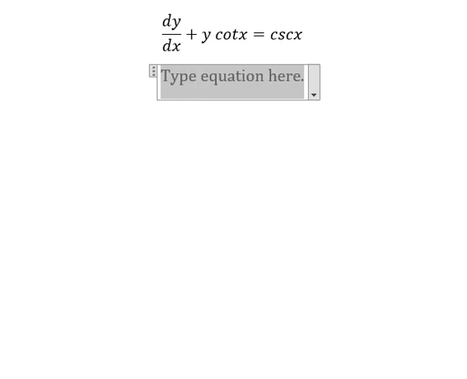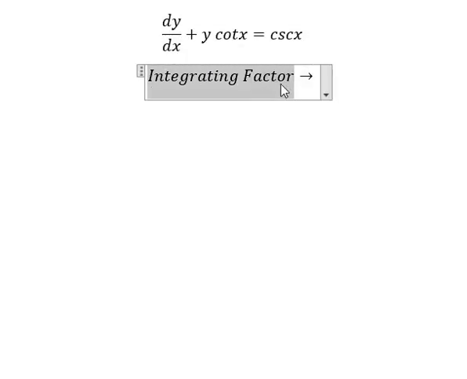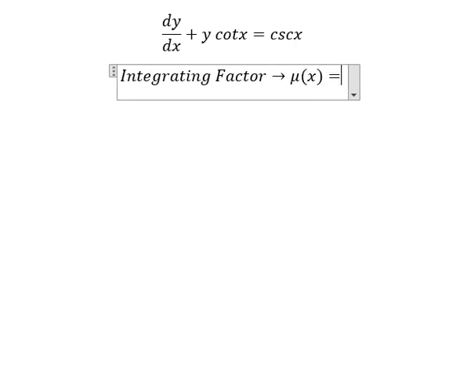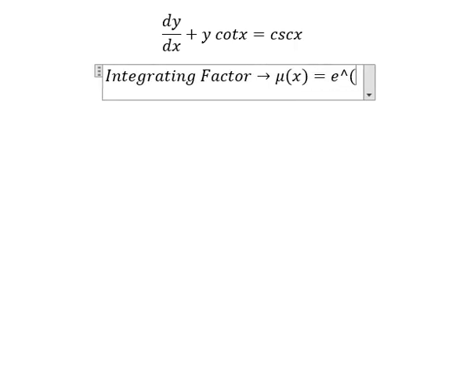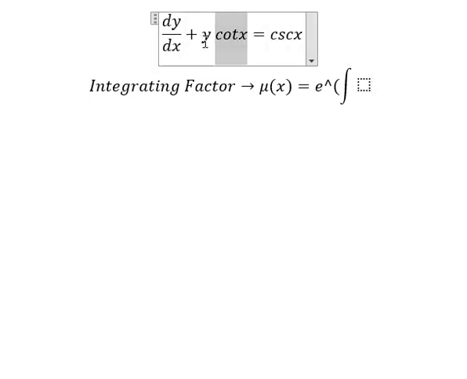We need to use an integrating factor because this one is about y, and this one is about the first derivative of y, so this is about linear differential equations. That's why we can use this. Now we need to find mu of x equals e to the power of the integration. We can say that positive cotangent x next to y, that is for the integrating factor, and I need to put this one here.